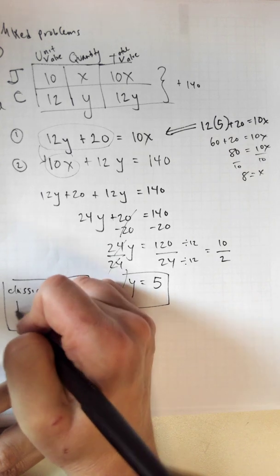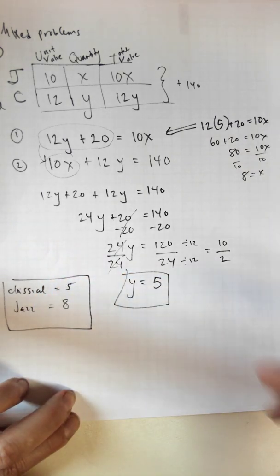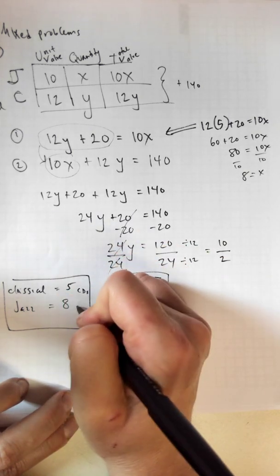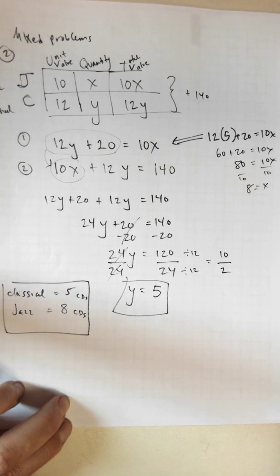So her jazz collection has increased by 8 CDs. Who buys CDs anymore? But that's 5 classical CDs and 8 jazz CDs. Oh, we did it. Number 2, mixed problems.